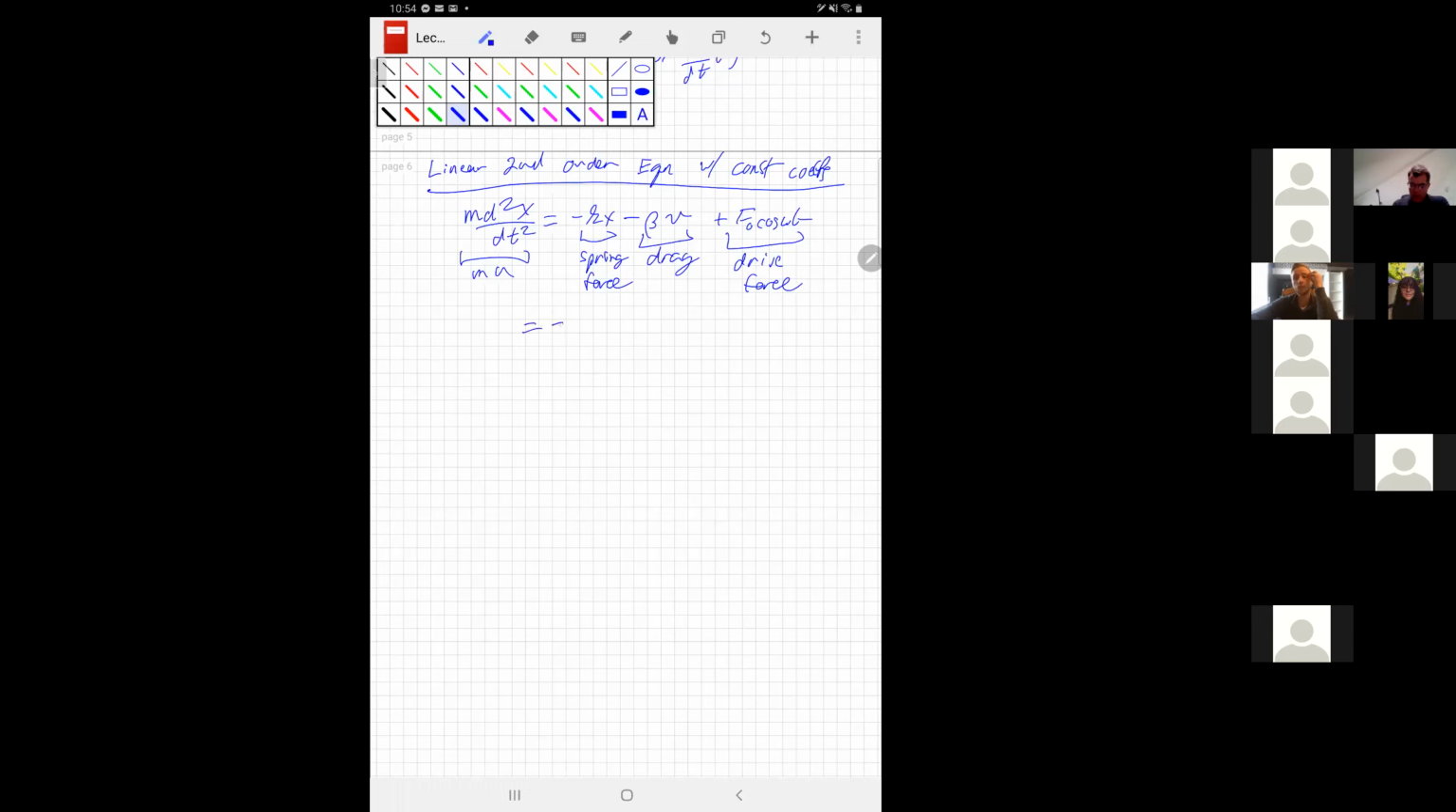So I could rewrite this as minus kx minus beta dx/dt plus f of t, the driving force, or rewrite it as m d squared x/dt squared plus beta dx/dt plus kx equals f of t. And we will initially set f to 0 for now, i.e. a homogeneous equation.